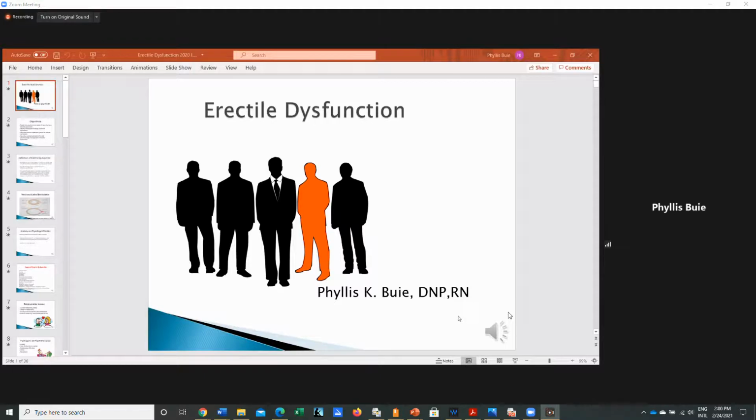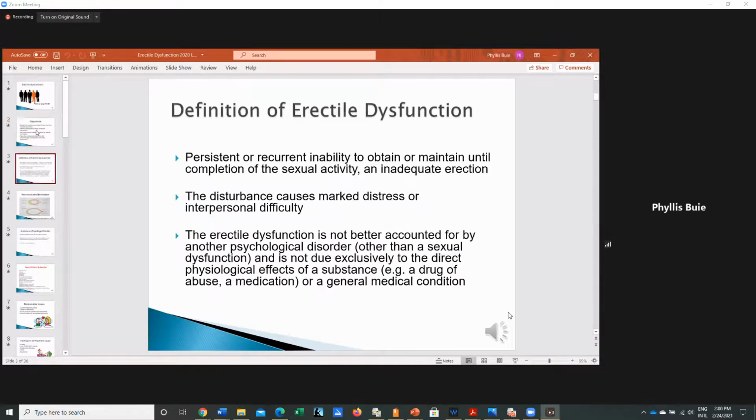And the objectives, I have the objectives posted for you. Not going to read those. So basically, the definition of erectile dysfunction is the inability to achieve and maintain an erection for intercourse. Now, don't confuse it with decreased libido, because it is not the same. And it can be caused by medical problems, or it can be caused by psychological problems as well. Or it could be a mixture of the two.